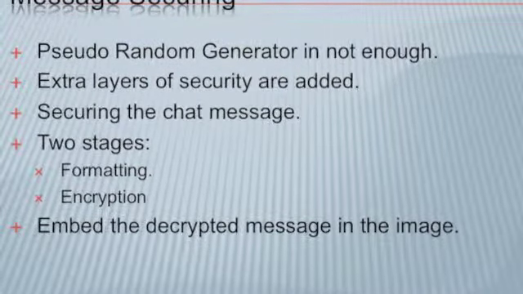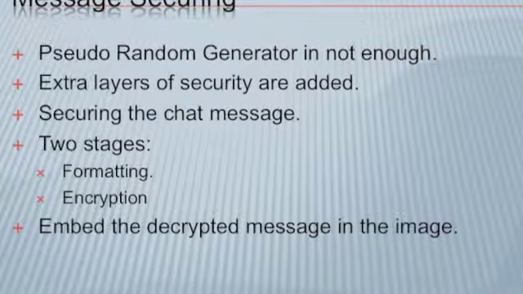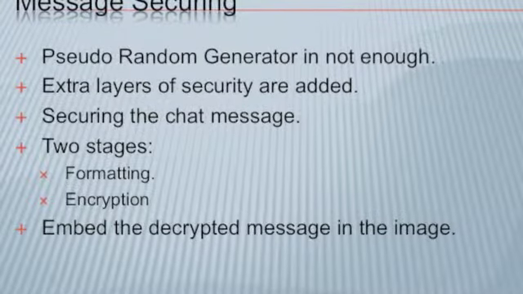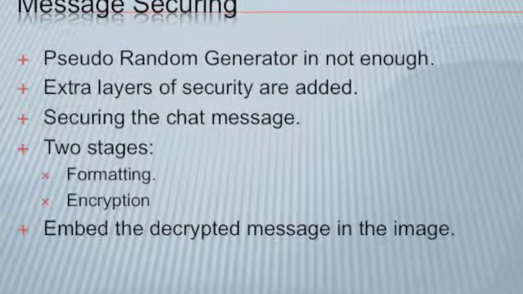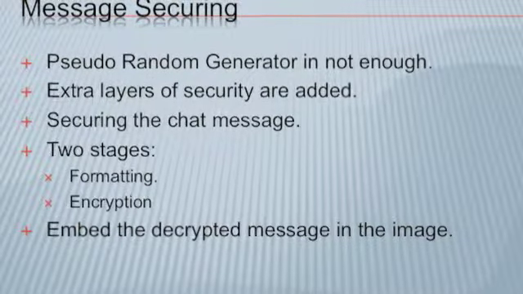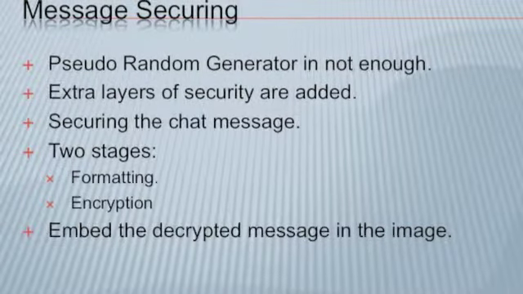This is done by encrypting the message itself before embedding it. The encryption process is done in two stages. The first is formatting the message, then encrypting the message. After that, we embed the encrypted message in the image randomly as discussed before.